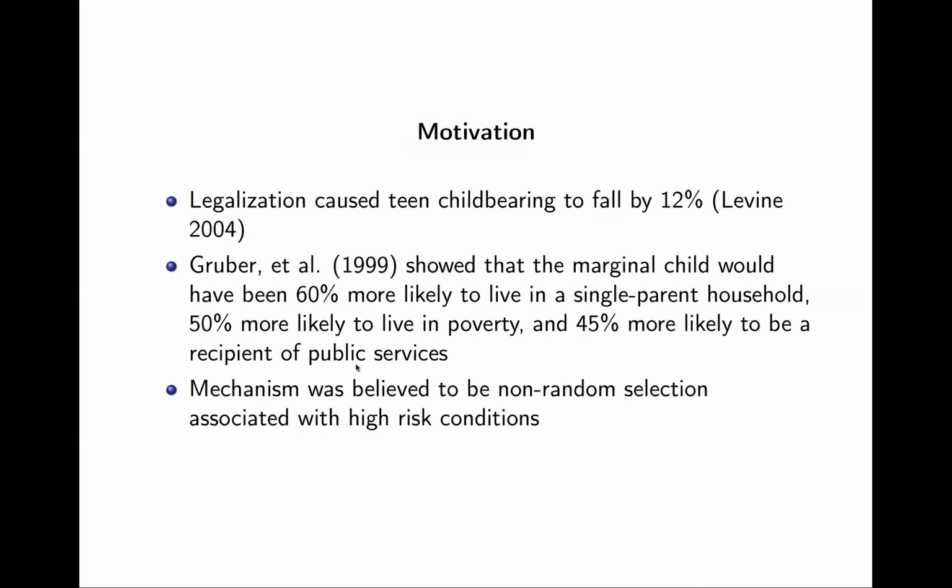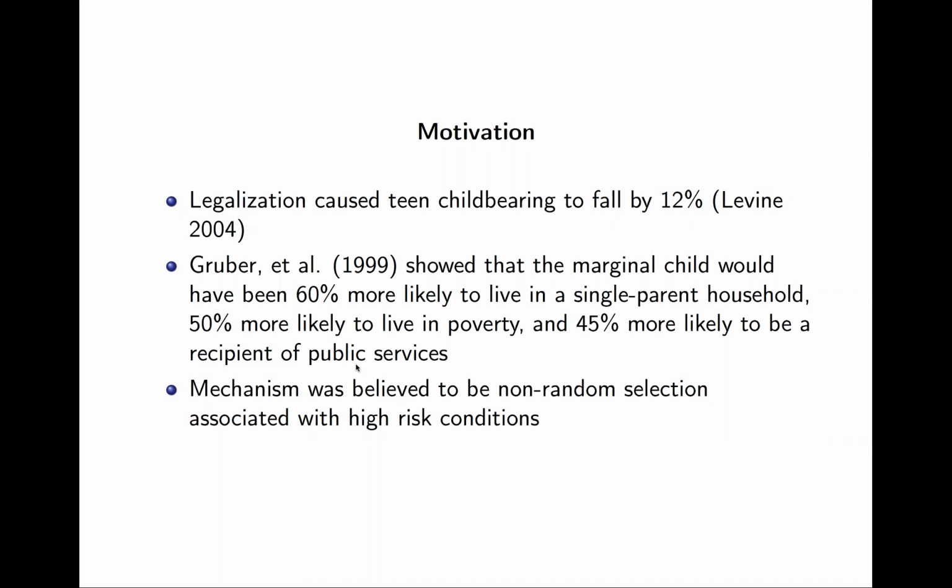Okay, so what's the motivation? Legalization of abortion was found to reduce teenage childbearing by 12 percentage points, which is a very large effect. Jonathan Gruber showed that the marginal child aborted would have been 60% more likely to live in a single-parent household, 50% more likely to live in poverty, and 40% more likely to be a recipient of public services. The mechanism for these things was believed to be non-random selection associated with high-risk conditions. What does that mean? It's believed to be that the marginal child that was aborted was poor, at least in the early 70s.